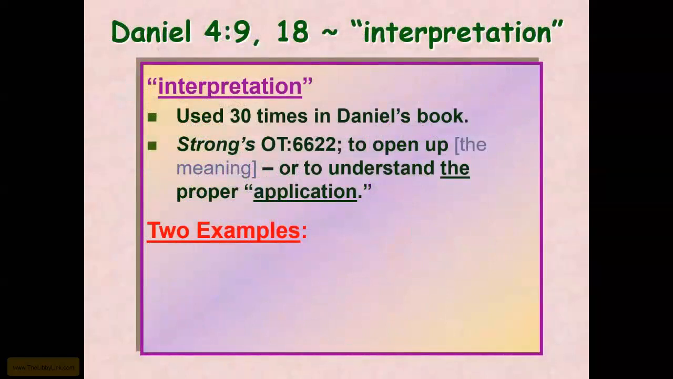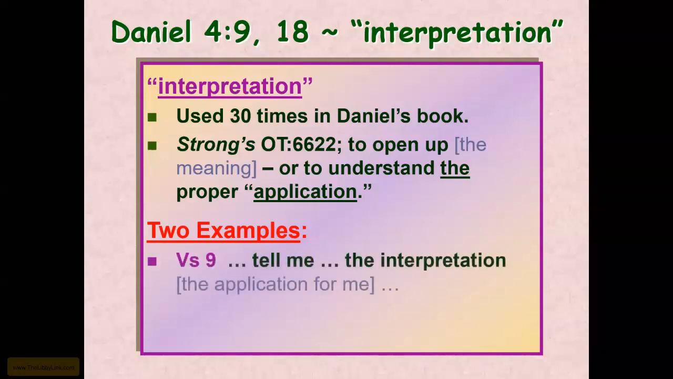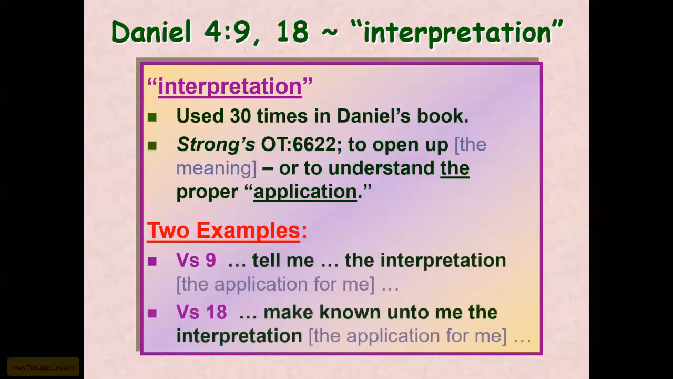The word interpretation is used all through chapter 4. In fact, it is used 30 times in Daniel's book. The Strong's definition means to open up or to understand the proper application. Here are two examples. In verse 9, the king says, "Tell me the interpretation," or he wants to know the application that is meant for him. Then in verse 18, he asks Daniel, "Make known unto me the interpretation." Again, he wants to know what the application is and how it will affect his life.